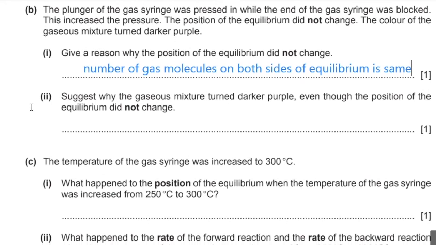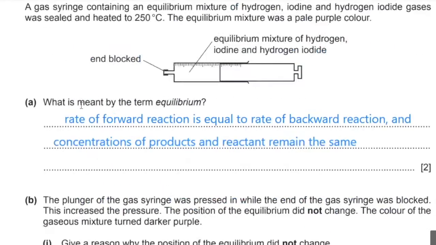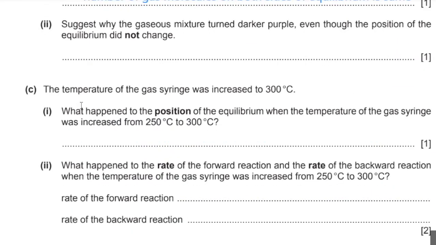To suggest why the gaseous mixture turned darker purple even though the position of the equilibrium did not change, that's just because the molecules of iodine have come closer together.